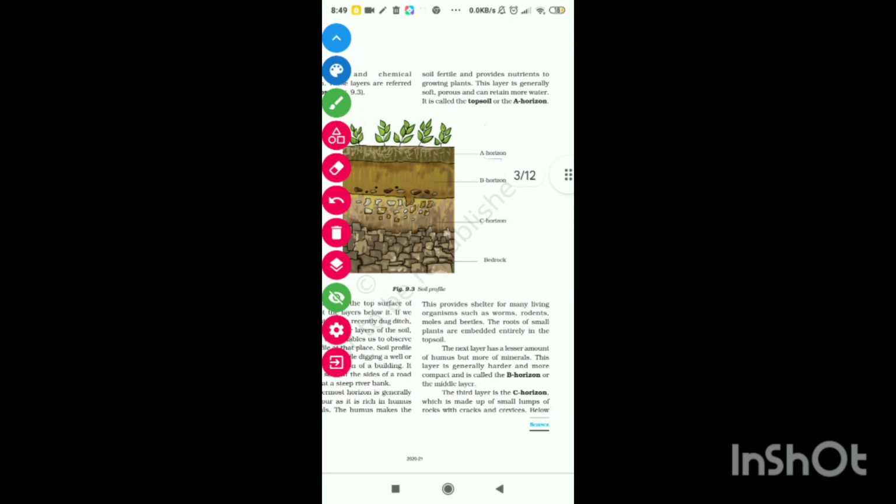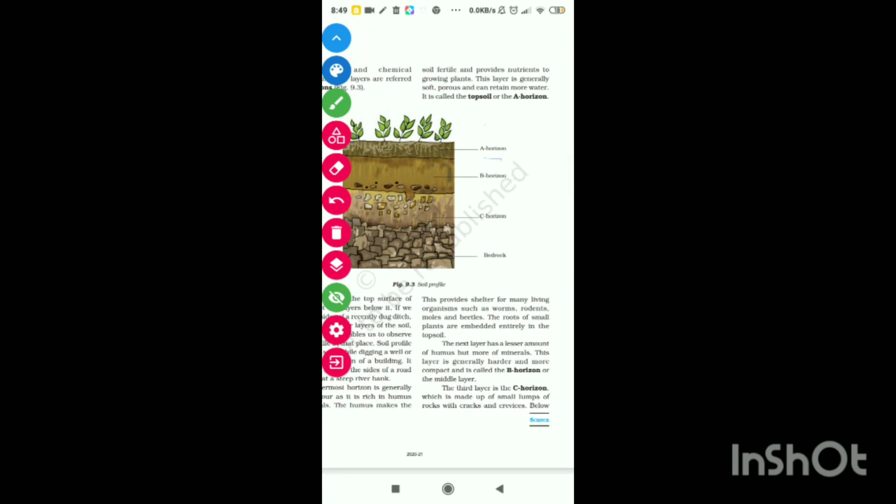Then, the next layer is B horizon, or middle layer. This is a little hard or compact layer. It has a small amount of humus, but it has more amount of minerals. So it is very good for mineral wealth. It has a good mineral wealth.